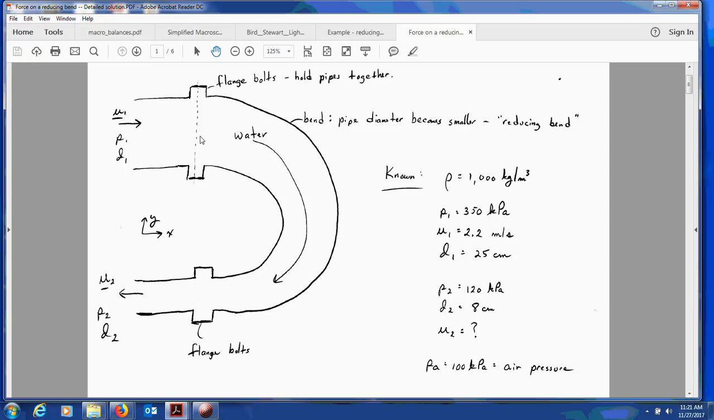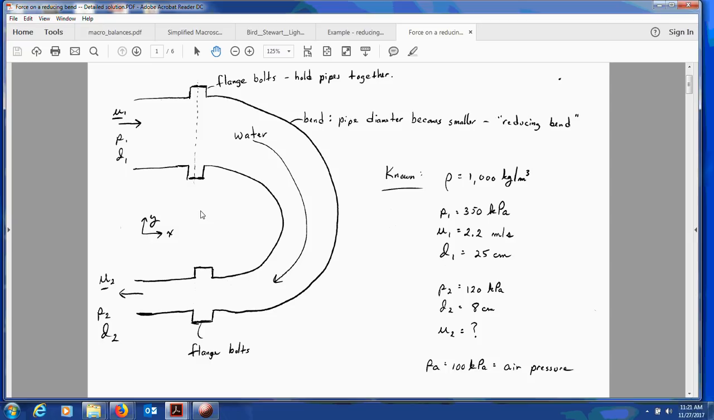So a simple analysis shows that there are two primary contributions to the force that the flange bolts must resist. First, there's a pressure in the water in the top pipe here, and also in the bottom pipe below. So this pressure tries to push the bolts apart, tries to separate the pipes. So that's the first force that we're going to have to compute.